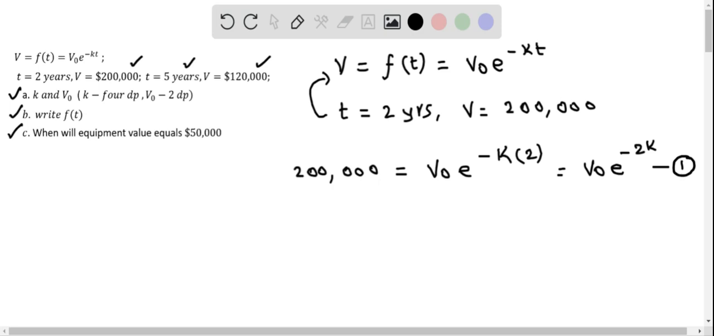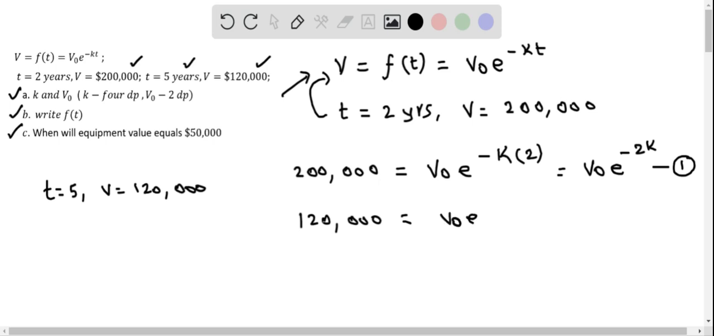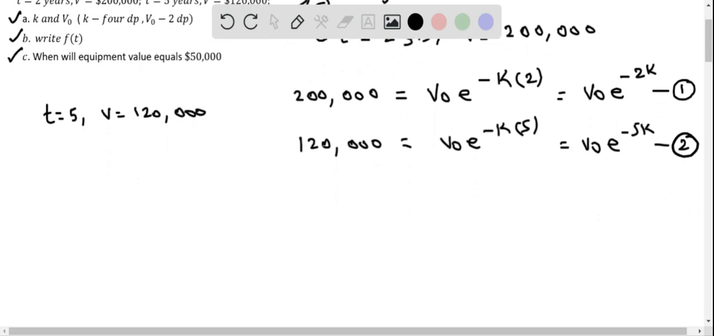In the same way, we have to use the second initial condition, that is when t equals 5, that is after 5 years, the value of the equipment is $120,000. So once again, we plug this into the given function V. When we do that, we'll get 120,000 on the left side. That is, I substitute 120,000 for V, and this is equal to V naught e power minus k times t equal to 5. So it's basically equal to V naught e power minus 5k. So we now have two equations which we can solve for V naught and k. So let's solve these two equations.